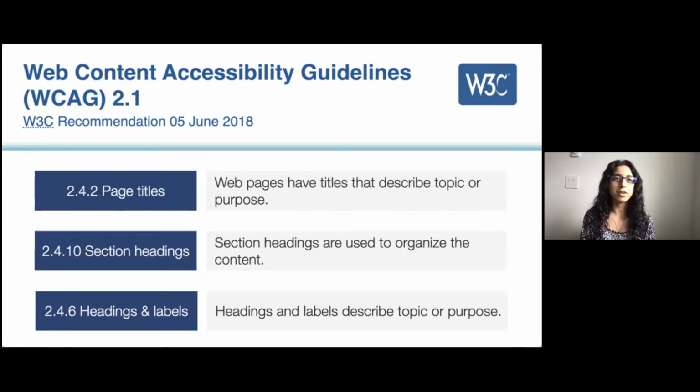And so the 3 that are relevant in this particular example are the ones that I've listed here, and that's for page titles and section headings. And so the criteria are that web pages have titles that describe the topic or purpose.